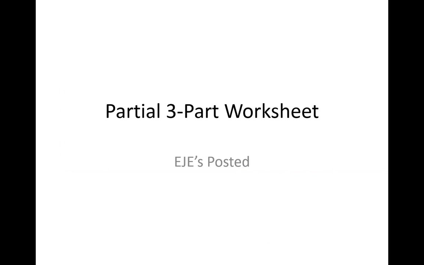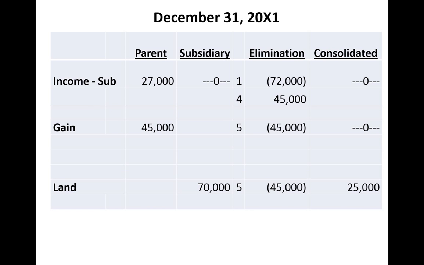And here we get a really clear picture on our partial three-part worksheet, in that we see that one, we've eliminated the deferred gain. Two, we've restated the land to its correct value of $25,000, and obviously you can see that we've eliminated all the activity on the income from sub.